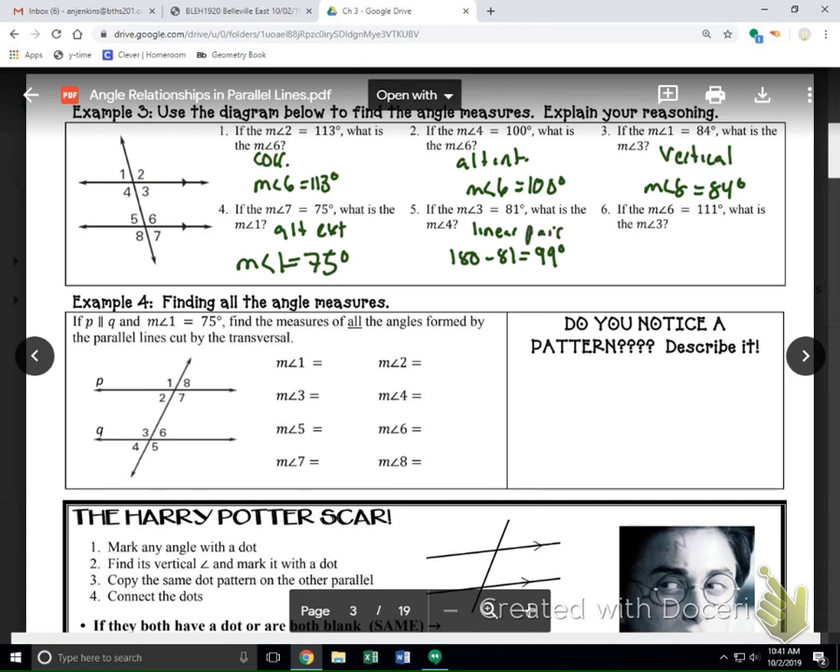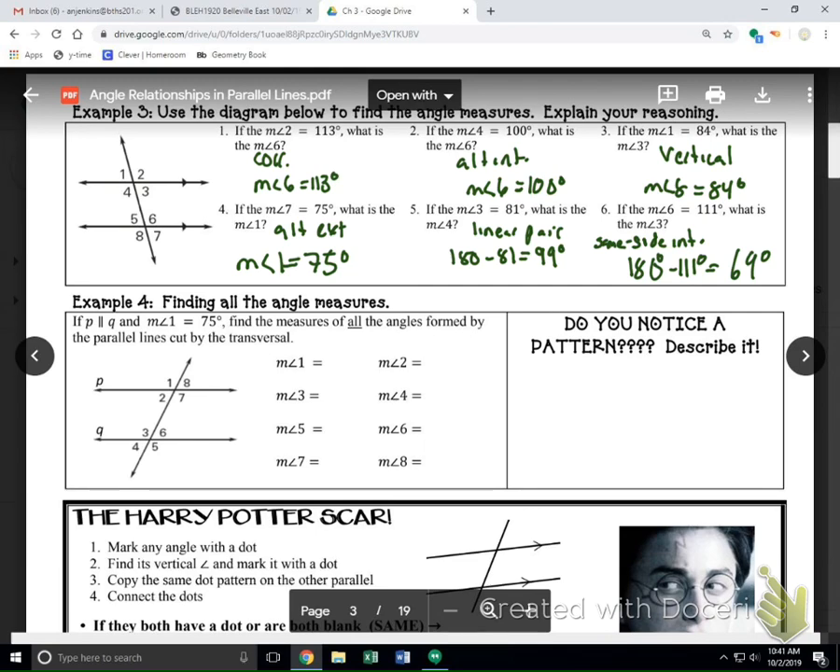Let me finish that up. So over here we have 6 and 3. 6 and 3 are what? Same side interior. And we know that same side interior angles are supplementary. So we have 180 minus 111. That gives me 69 degrees. Yep. Okay, on the next one, example 4.